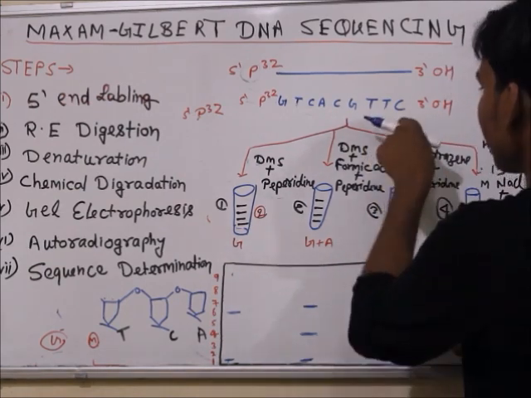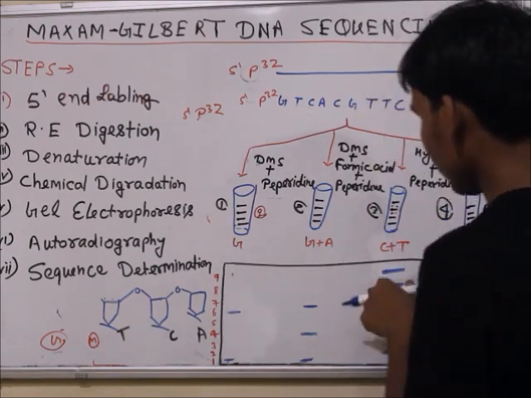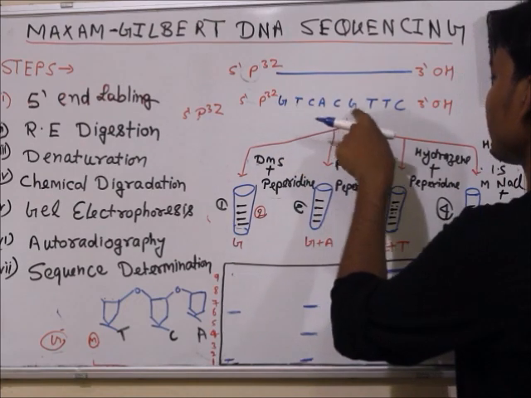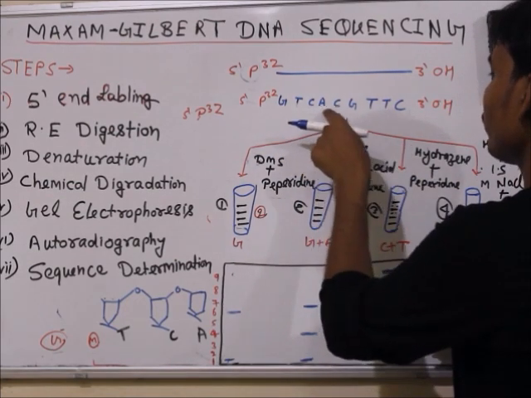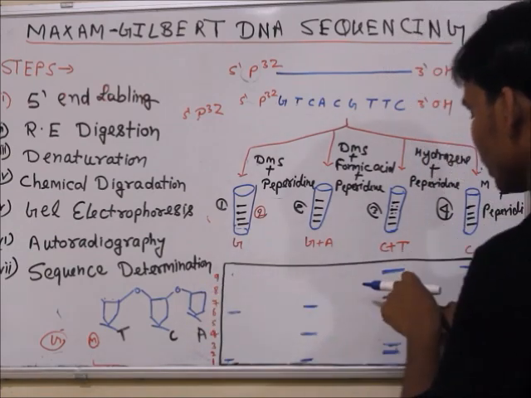Then cytosine. Again cytosine there is modifications. So 1, 2, 3, 4, 5, 6, 7, 8 and 9. 9 base pairs. So in the 9th position, that will be C.